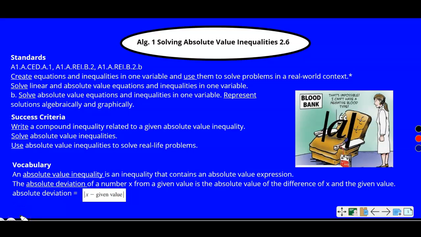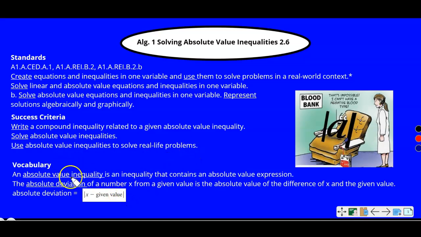Today we're going to look at solving absolute value inequalities. All right, the state standards are the same that we've been working on throughout the unit. The success criteria for today's lesson is write a compound inequality related to a given absolute value inequality, solve absolute value inequalities, and use absolute value inequalities to solve real-life problems.